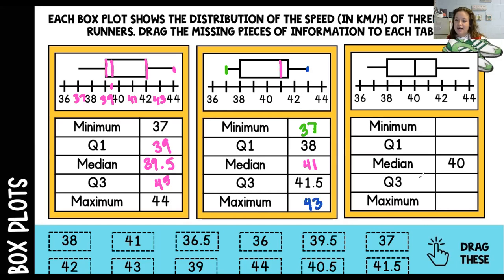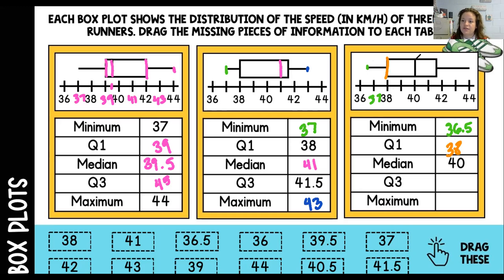Very good. All right, let's look at this last one. We have our minimum. Now I see that that one falls in between these two. So it's in between 36 and 37. 36 and 5/10. We've got our quartile 1. Remember, my quartile 1 is that first line, which gives me 38.